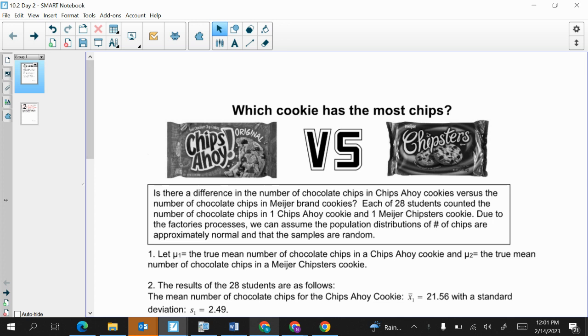Alrighty, so this is the other lesson in 10.2, looking at the difference in mean. So we looked at mean difference, and now this is the difference in mean. So here we go. There's a difference in the number of chocolate chip cookies in Chips Ahoy versus the brand named ones from Meyer. Each of 28 students counted the number of chocolate chip cookies in one Chips Ahoy cookie and one Meyer cookie. Due to the factory's processes, we can assume that the population distribution and number of chips are approximately normal, and the samples are random.